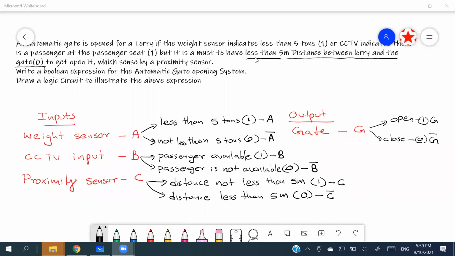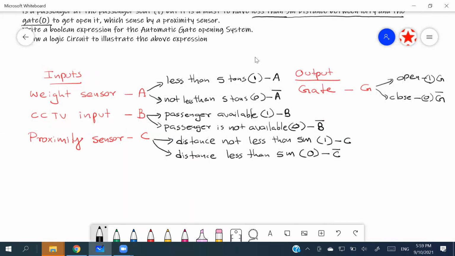Right. Okay, so how are we going to write the relationship? We can describe the relationship like this. Gate is opening.